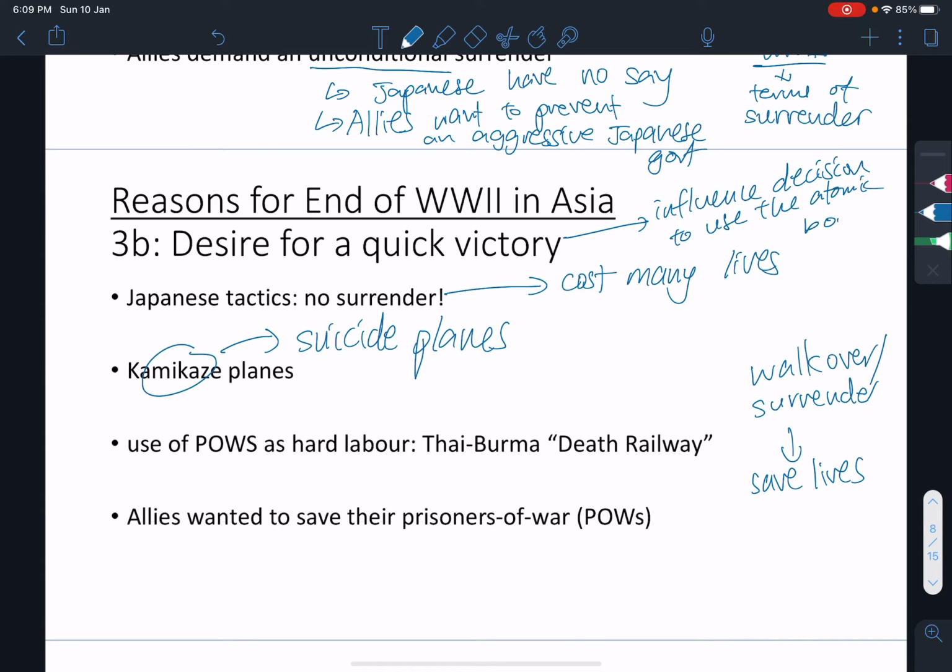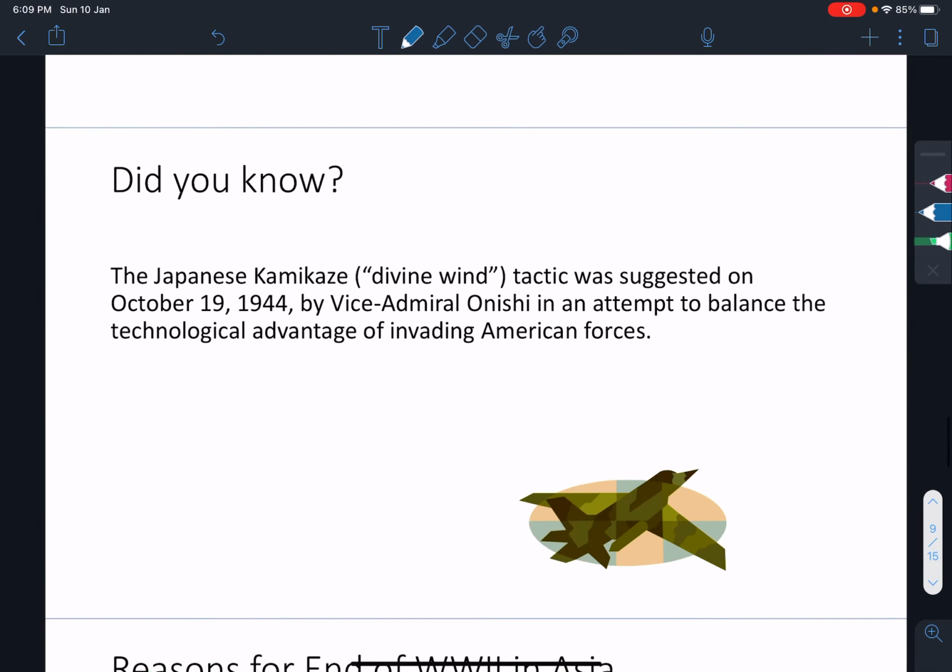Another reason why the Allies really wanted to end the war quickly is because the Japanese had POWs. POWs are prisoners of war, and the Japanese were treating them very, very harshly. One of the famous examples is the Death Railway, and so the Allies wanted to save them.